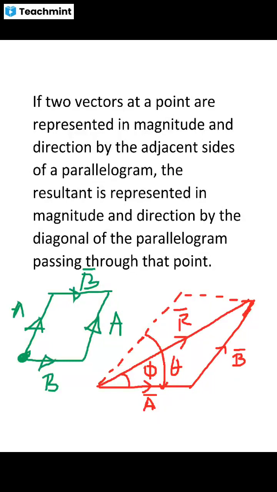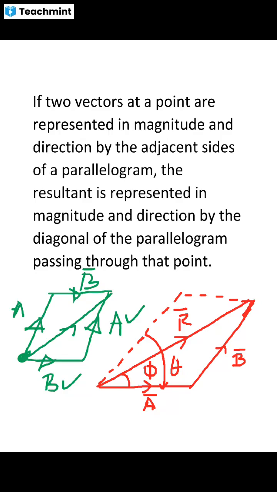Now, look at it. I'm looking at this side and this one. This is their common point. This is where the resultant is going to come out from. Can you see? Resultant. So that's why the law says that if two vectors at a point are represented in magnitude and direction by the adjacent sides of a parallelogram, the resultant is represented in magnitude and direction by the diagonal of the parallelogram. You can say drawn from the common point or passing through that point, because we already said that the two vectors are acting at a point.